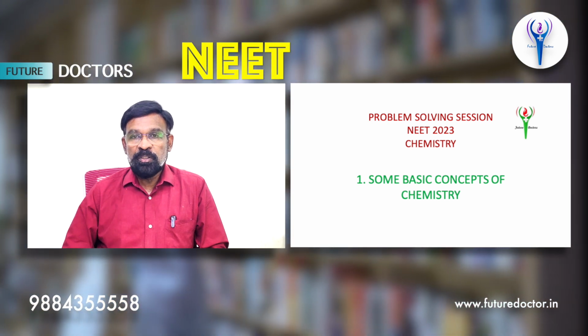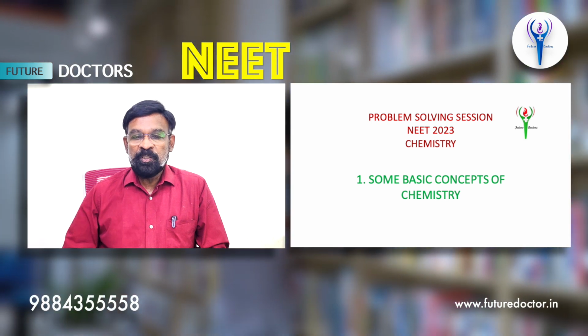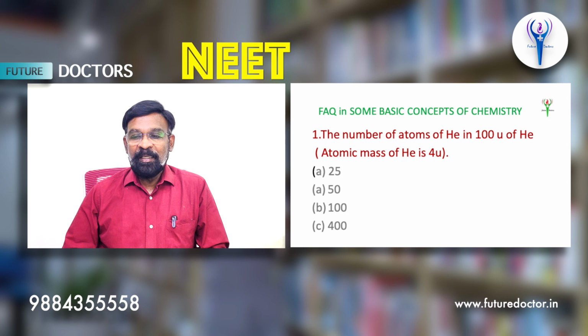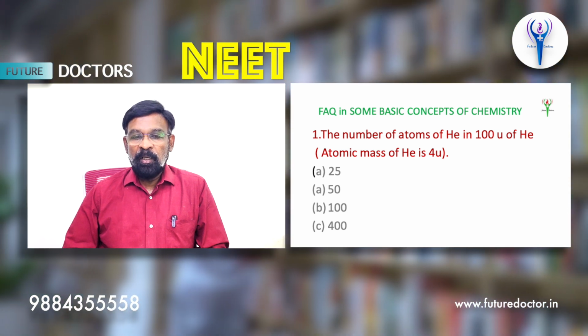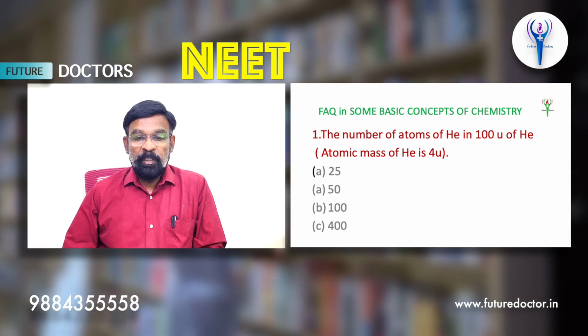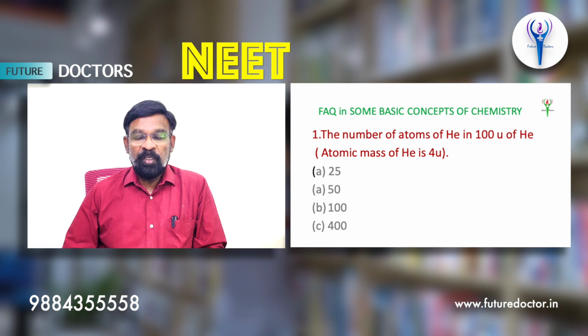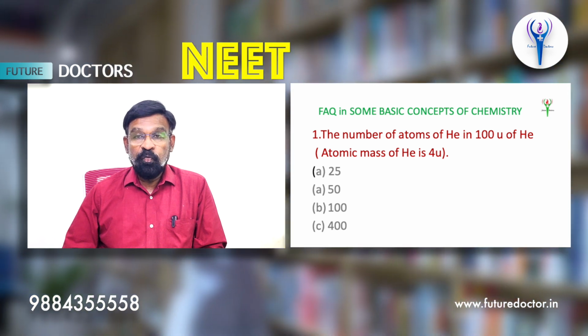Let's move on to the first question. The chapter name is Some Basic Concepts of Chemistry. The number of atoms in 100 units of He is? The atomic mass of helium is 4 u. Option A 25, option B 50, option C 100, option D 400.